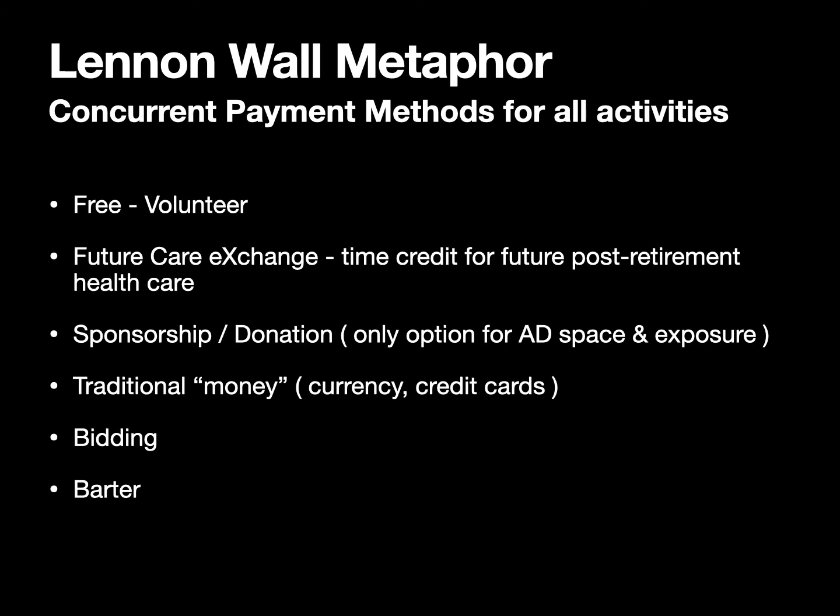For all economic activities in Claritism and within Leadenwald metaphor, there are 6 payment methods that can be used concurrently. The first is free and volunteering. The second is future care exchange, which is time credits for future post-retirement healthcare. Then we have sponsorship or donation. This option is only made available for advertising spaces and exposures. Then we have the traditional money, currency, credit cards. Then we have bidding. They will allow advertisers to sponsor anarchy even more. And finally, we have the good old-fashioned bartering.